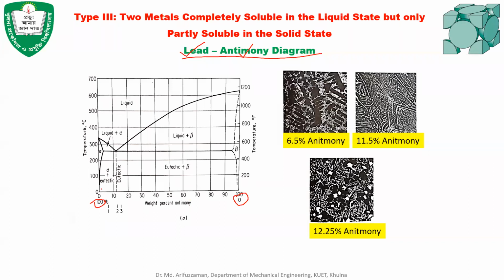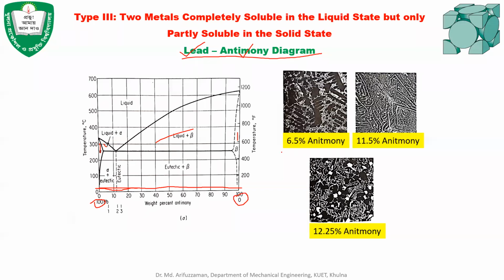Okay, so it has alpha in this region and the beta is in this region, but at room temperature there is no alpha or beta. At room temperature, they are 100% A, so 100% lead, and 100% beta. In this case, this is the alpha region, and this is the liquid and alpha two-phase region. This is also a two-phase region, and this is the beta region.